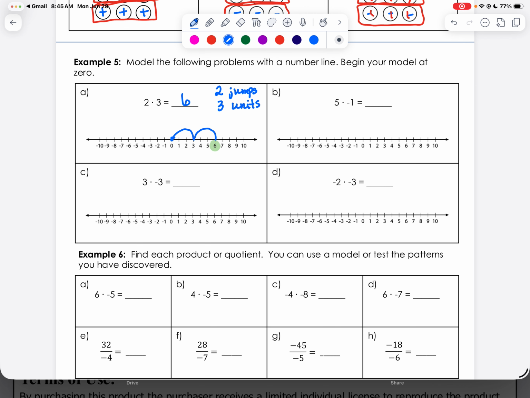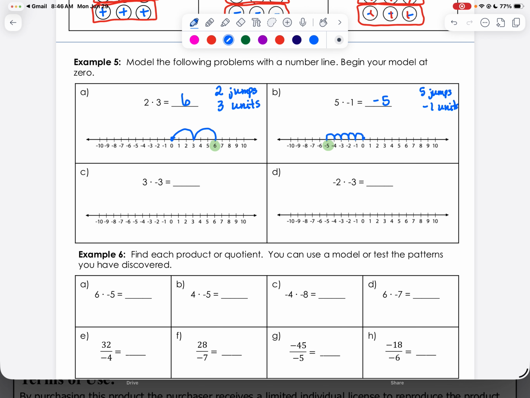All right. In problem B, we have 5 times negative 1. So now we have 5 jumps, and they're negative 1 units. Starting at 0, my first unit is negative 1, and I want to do 5 jumps. So I did 1 jump, 2, 3, 4, 5. Wherever you end up, that's your answer. So 5 times negative 1 is negative 5.